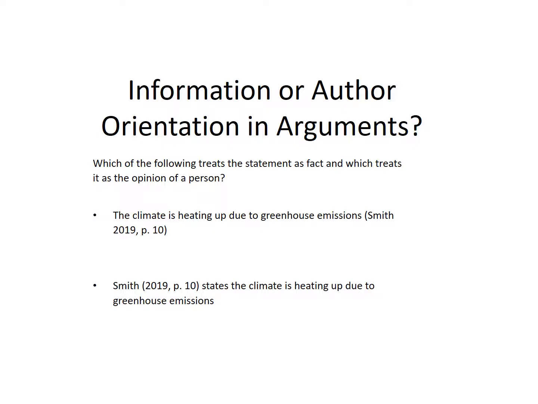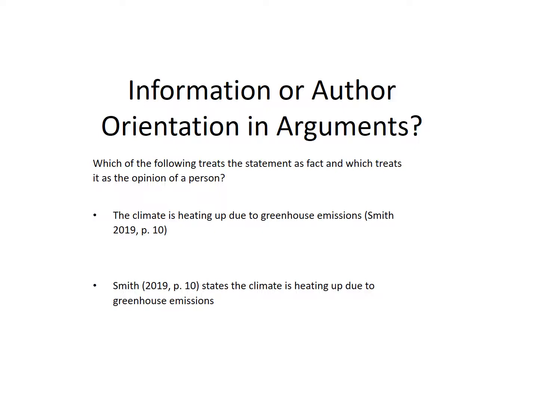You can either include it at the end of the statement that you're making in parentheses, and that's the example that's shown there, the first one: the climate is heating up due to greenhouse emissions. The alternative is to include the author's name as part of the sentence, and that's the second one: Smith states the climate is heating up due to greenhouse emissions.